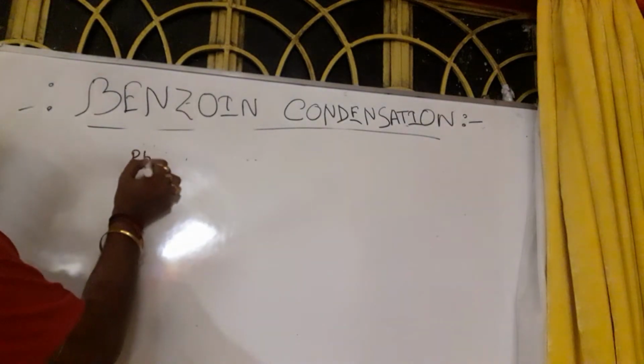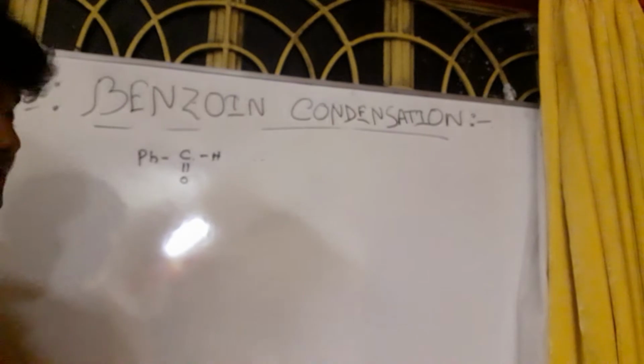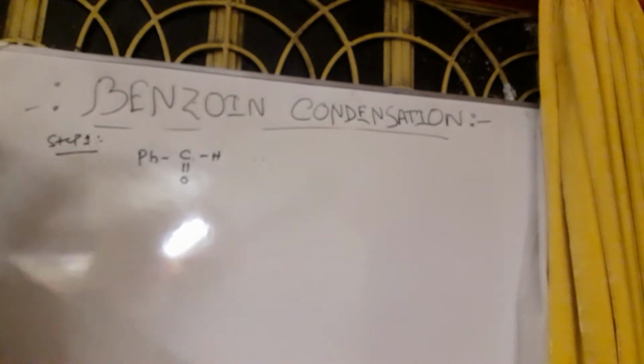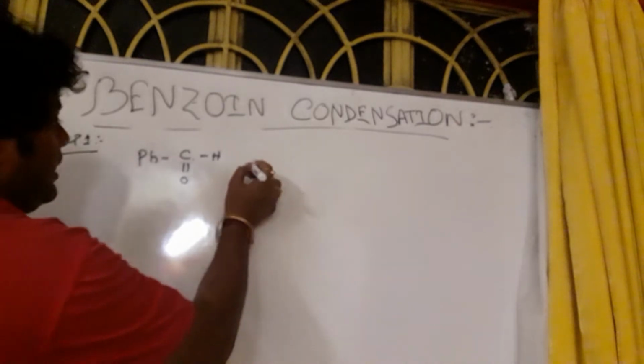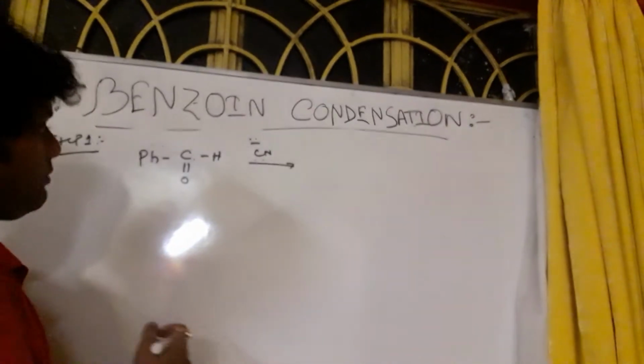We have an aromatic aldehyde which is benzaldehyde. We can figure it out as step 1 of the whole reaction process. It is going to react with CN minus. We understand what happens there.